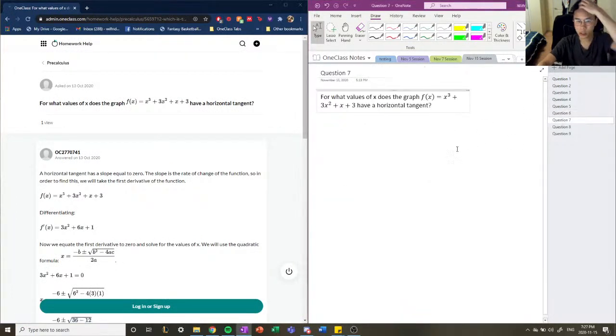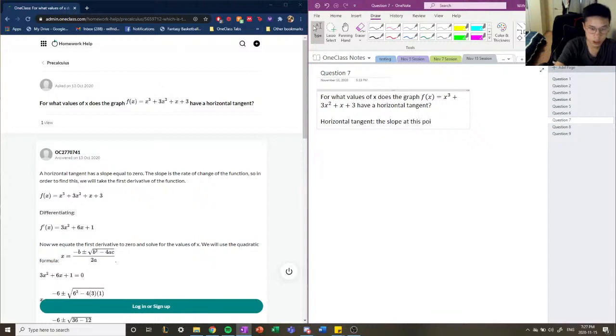All right, moving along. The next question reads: for what values of x does the graph f of x equals x cubed plus 3x squared plus x plus 3 have a horizontal tangent? So another word for horizontal tangent, a fact is that the slope at this point equals 0. Another way of saying that is the rate of change at this point equals 0. So when they're asking us to find the horizontal tangents of the graph, they're asking us to find the points on the graph where the slope or the rate of change is 0.